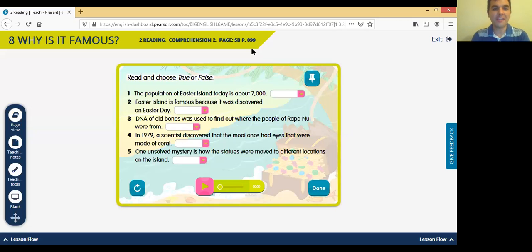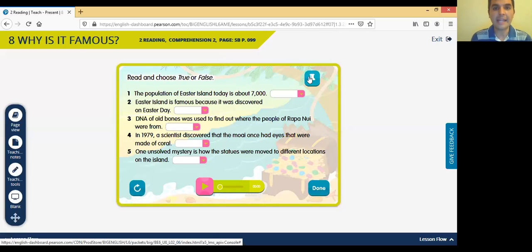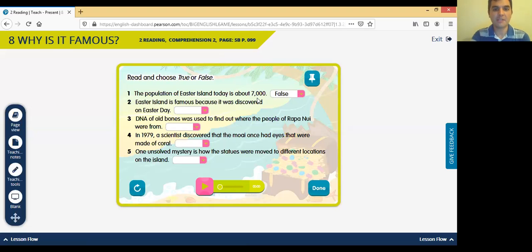Now, for these exercises, we have to remember some of the information that we just heard and read in the text. So, for number 1, we read, the population of Easter Island today is about 7,000. Now, if you recall, they said that at some point in time, it was 7,000, but not anymore. Today, it roughly has 4,000 people. So this is false. By the way, we're deciding if these statements are true or false.